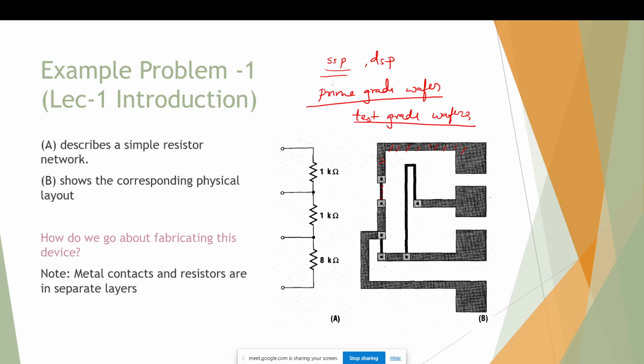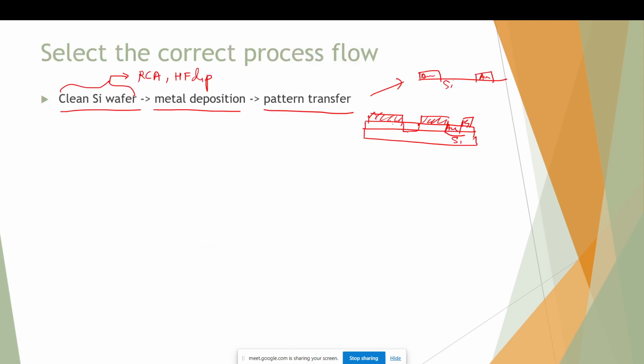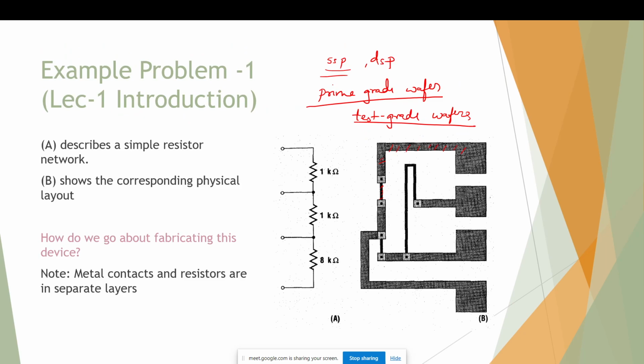So in test grade, these are not as pure as prime grade wafers, but say I want to deposit a metal layer and optimize the etching of the material of the metal on top. For this optimization step, I will require a lot of wafers, right? If I use prime grade wafers, that will be very costly for me to optimize this. So in those cases, we use the cheaper test grade wafers, but the final device we always make on prime grade wafer. Yeah, so that is about the substrate selection.